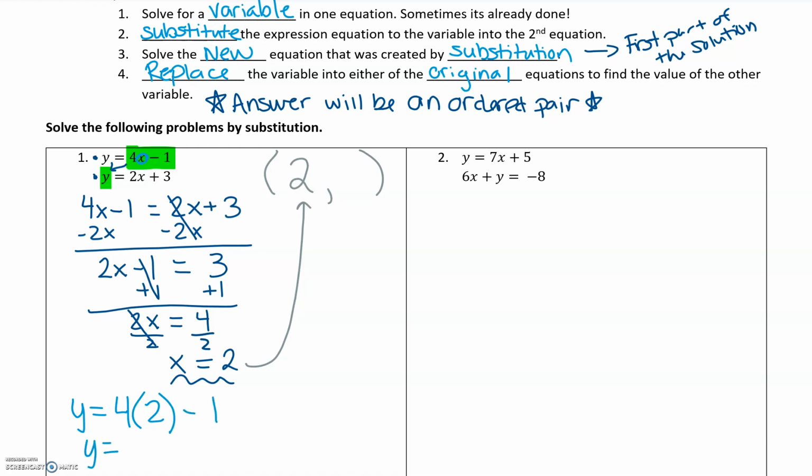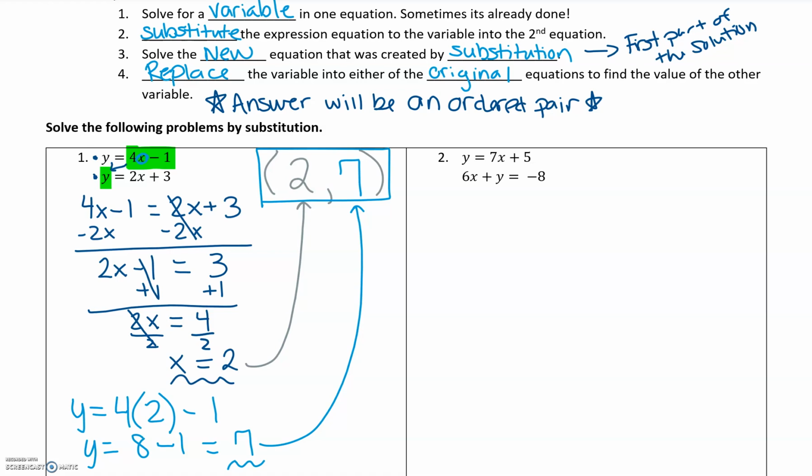All right, so we get y equals 4 times 2 is 8. 8 minus 1 gives us a 7. So that means that's the y value of our ordered pair. So this is telling me that those two equations, if we graphed them, they would intersect at the point (2, 7).